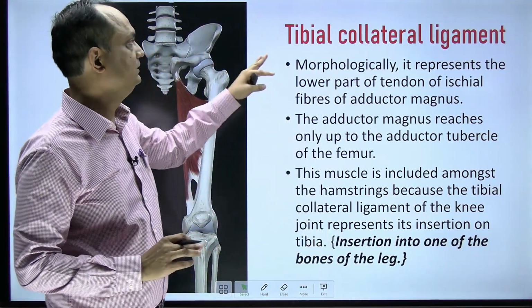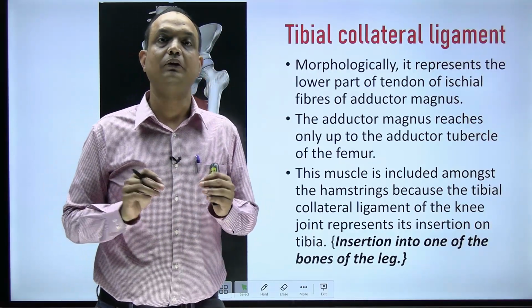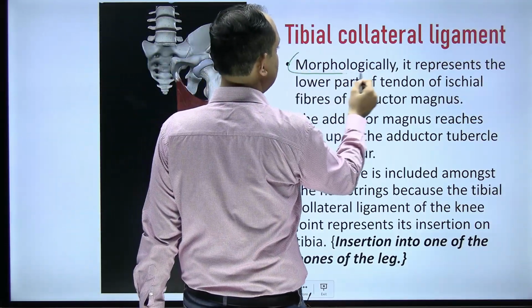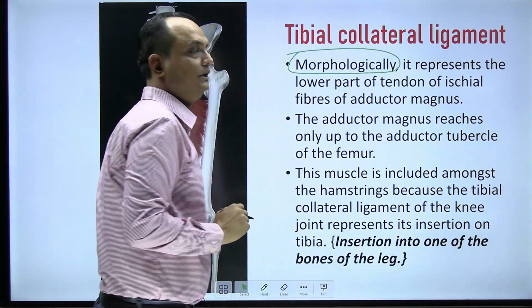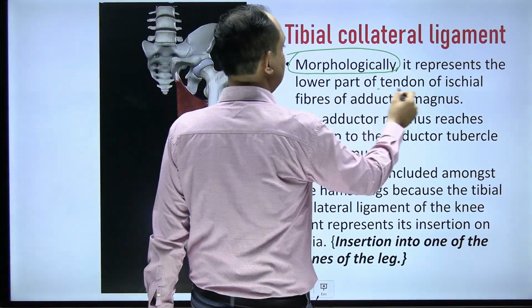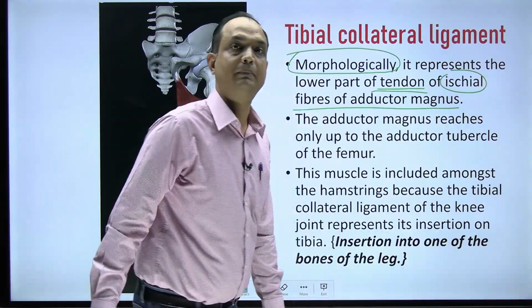So, when you talk about the tibial collateral ligament, the first question which is very commonly asked in your viva is what it actually represents. Morphologically, the tibial collateral ligament represents the lower part of the tendon of the ischial fibers of adductor magnus.